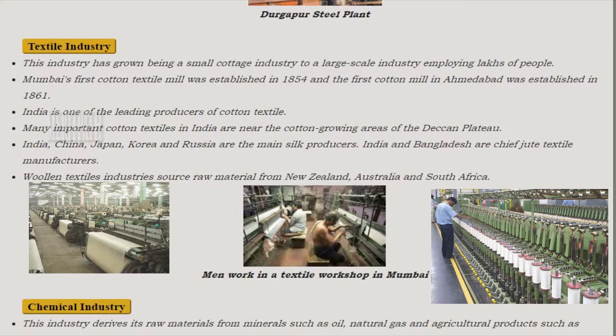Coming to the textile industry. This industry has grown from a small cottage industry to a large-scale industry employing lakhs of people. India is one of the leading producers of cotton textile. India, Japan, China, Korea and Russia are the main silk producers. India and Bangladesh are also the main producers and manufacturers of jute. Woolen textile industries source raw materials from New Zealand, Australia and South Africa.